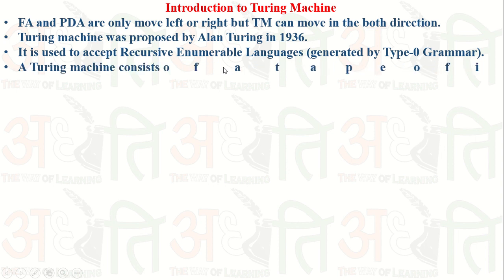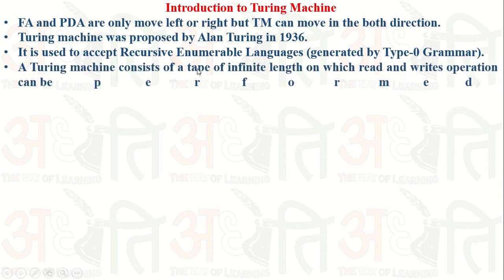A Turing machine consists of a tape of infinite length on which read or write operations can be performed. That is very important. It contains a tape, meaning a storage medium or memory, which can read the input, store the input or write the input. This tape contains the input which we are going to test on our Turing machine, and it is also able to write data onto the tape. Another thing is that it is infinite: it has infinite length, and we can infinitely add strings inside the tape.